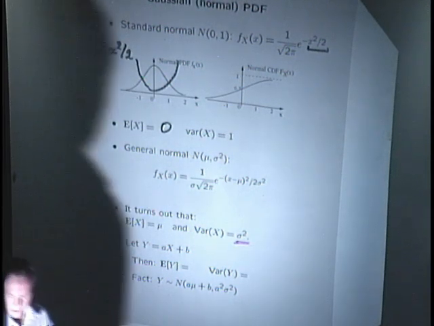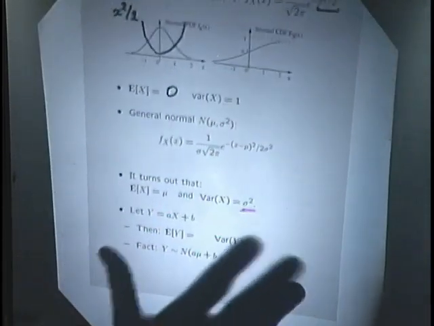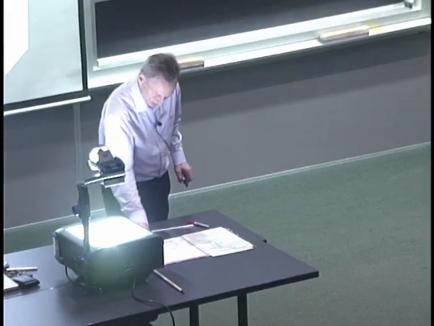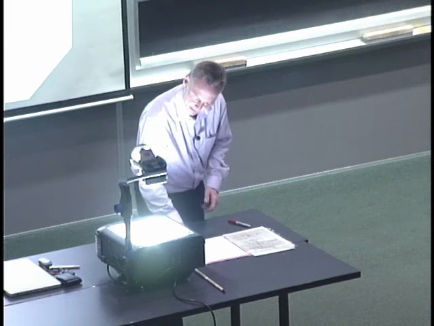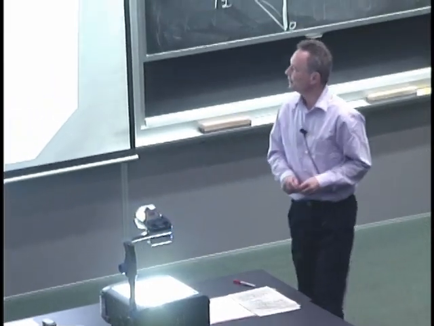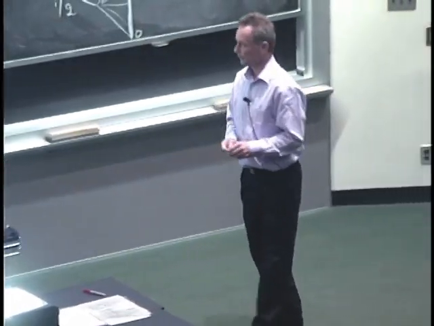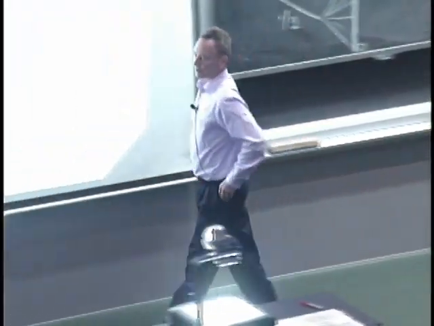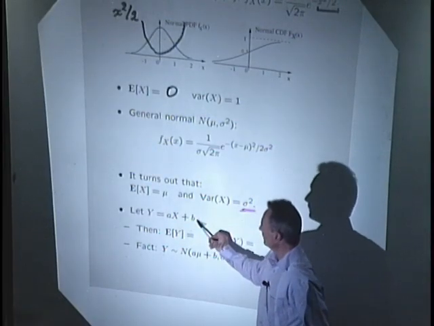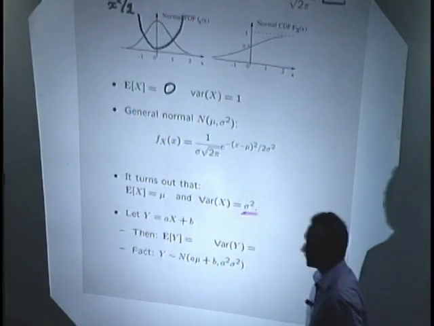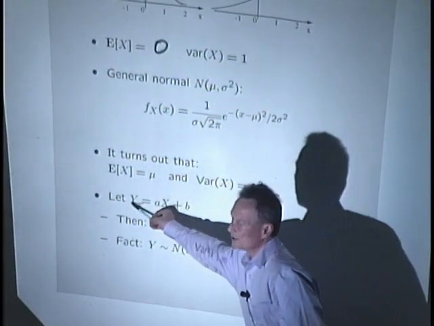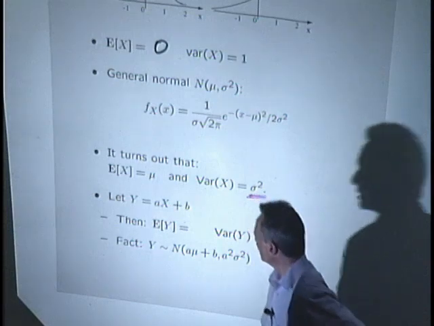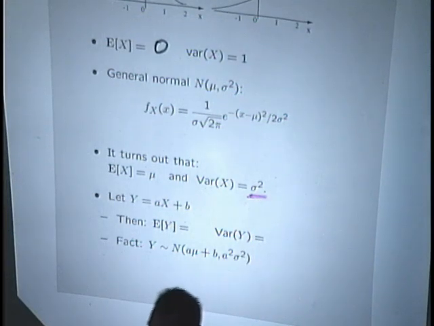All right. Now, normal random variables have some wonderful properties. And one of them is that they behave nicely when you take linear functions of them. So let's fix some constants a and b. Suppose that x is normal, and look at this linear function y.